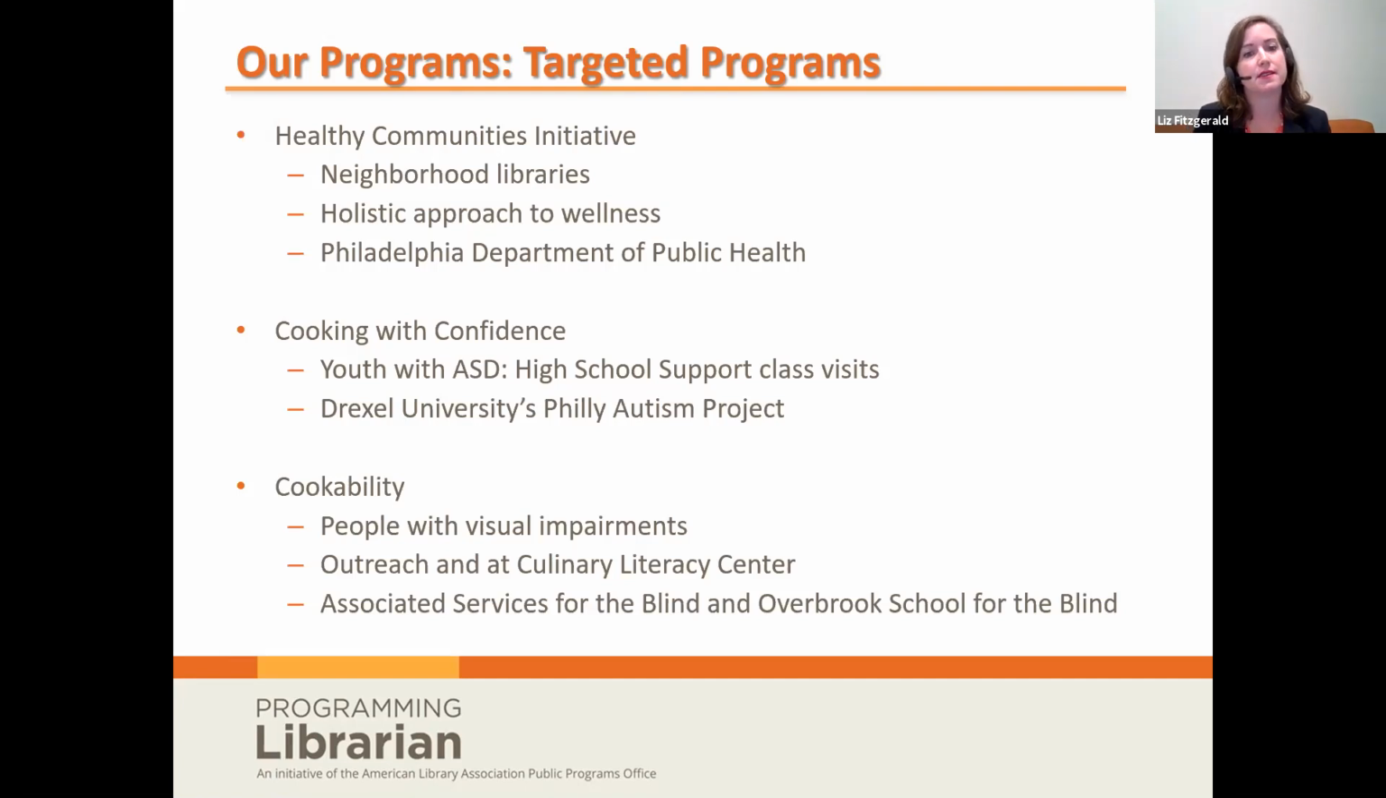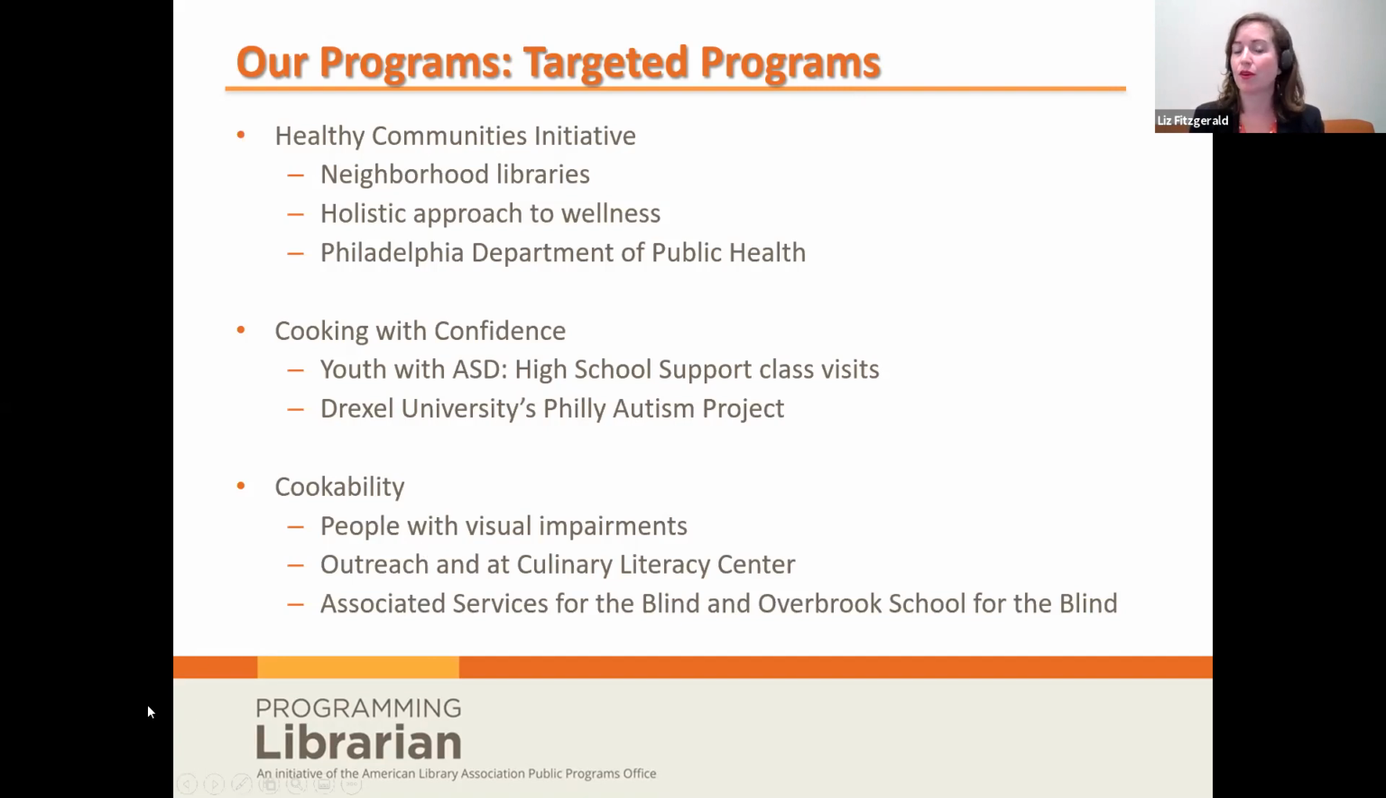Cooking with Confidence is a program for young adults with autism spectrum disorder. And we have been bringing in classes from local high schools. They're autism support classes. And Cooking with Confidence offers a series of recipes and programs where our participants can get hands-on, try some new food, and the cooking and the eating facilitate conversation. And that program is in partnership with Drexel University and their Philly Autism Project.